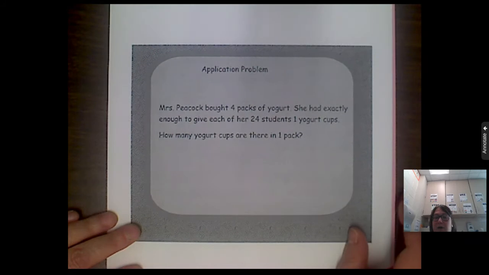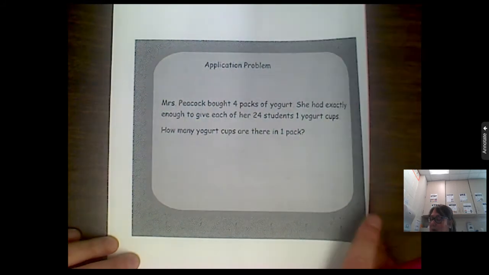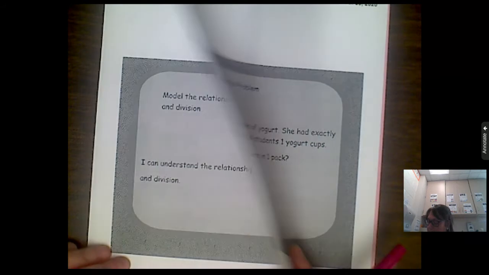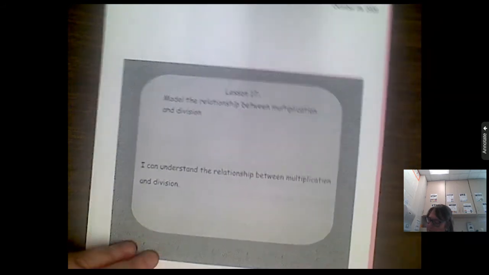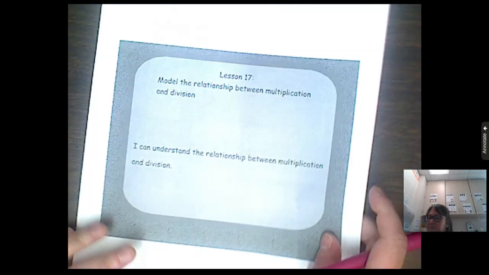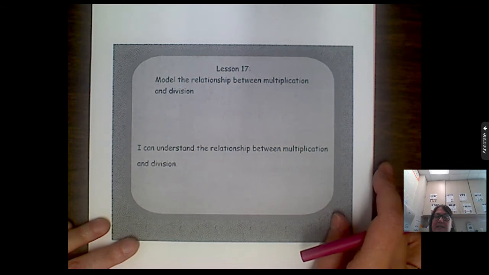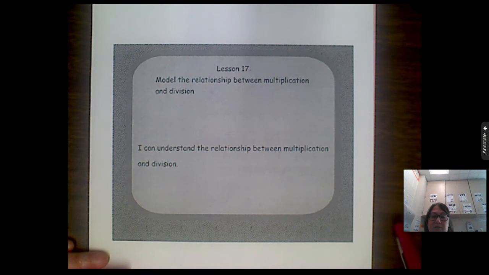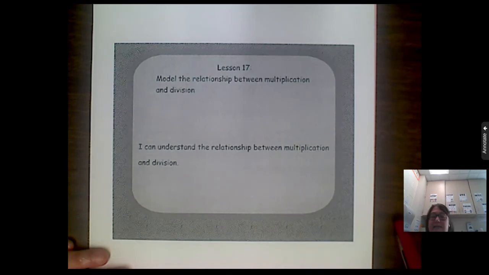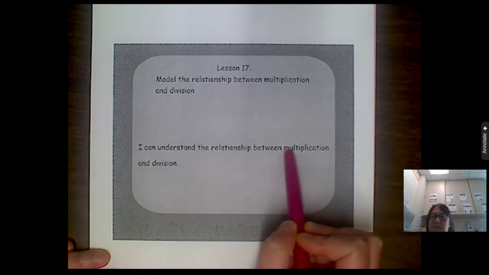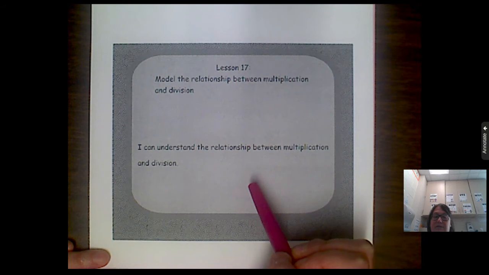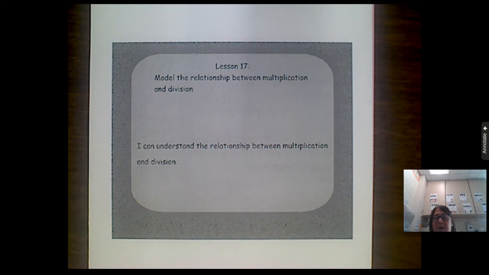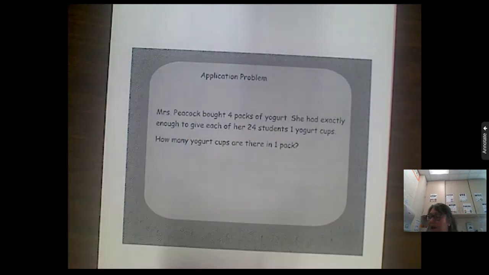But if you are ready to go, we're going to start this morning with our application problem. We could actually look at this first because I can do a little bit of this in our application problem. Lesson 17 says that we are going to model the relationship between multiplication and division, which we have already definitely looked at so far, but we're going to continue that. Our I can statement says I can understand the relationship between multiplication and division. So we should already have thoughts about that, and we will continue to explore that in our lesson today.